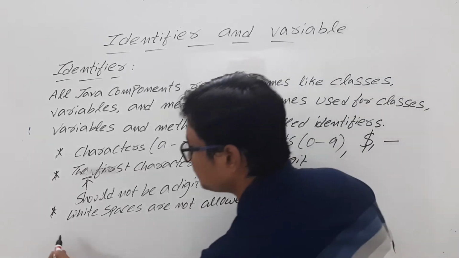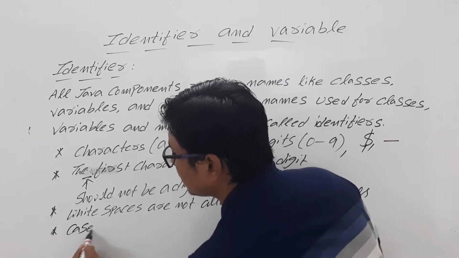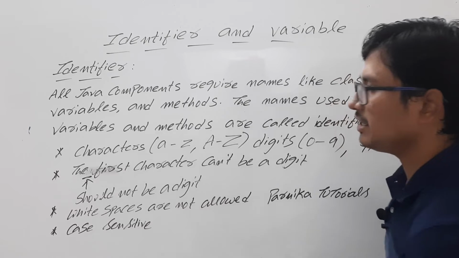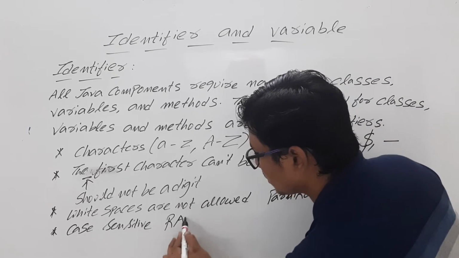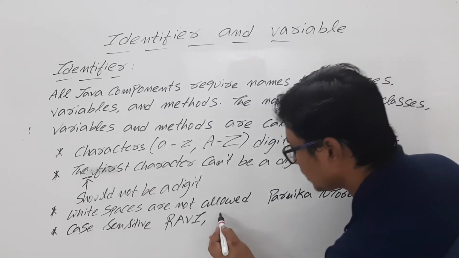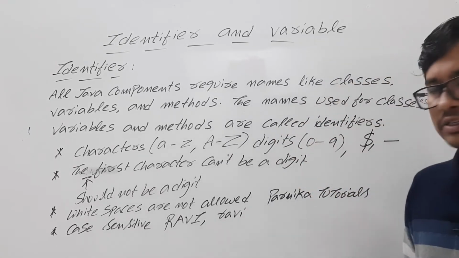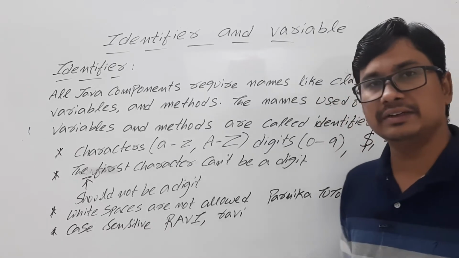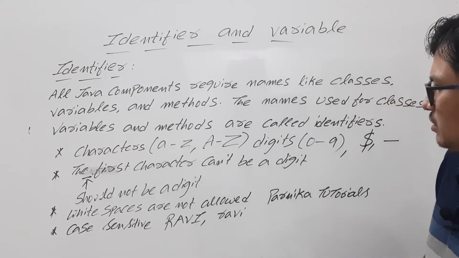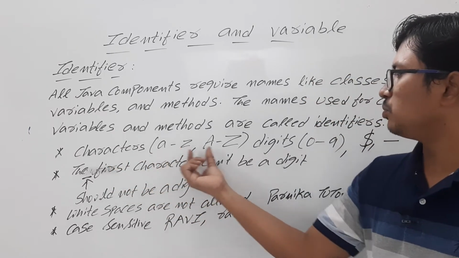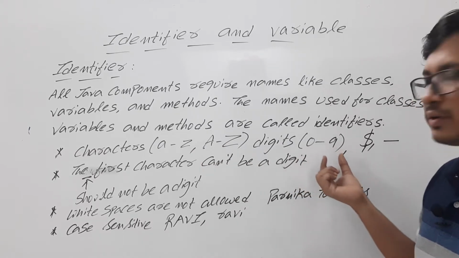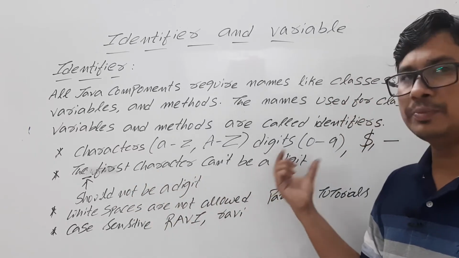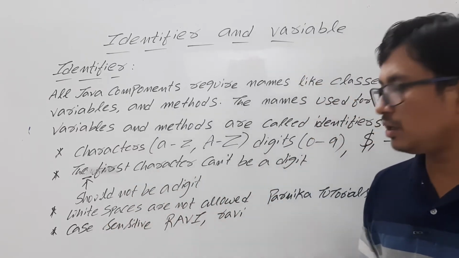Similarly, identifiers are case sensitive. Meaning, suppose you have kept an identifier as Ravi, R-A-V-I in capital letters, and this one in small letters: small r, small a, small v, small i. So Ravi in capital letters and Ravi in small letters will be different. Is it clear? So to recap: characters small a to small z, capital A to capital Z, digits 0 to 9, and only the special symbols dollar and underscore. The first character cannot be a digit, white spaces are not allowed, and identifiers are case sensitive.